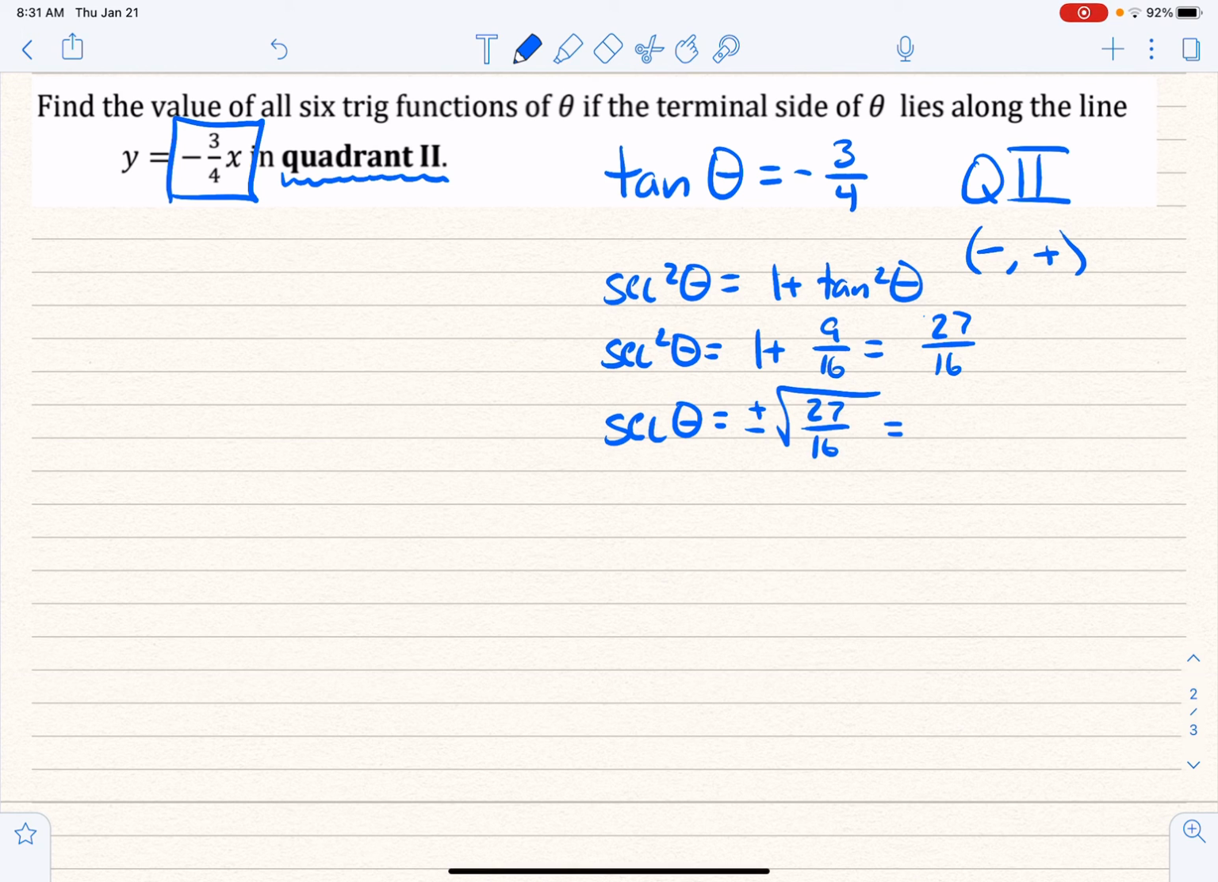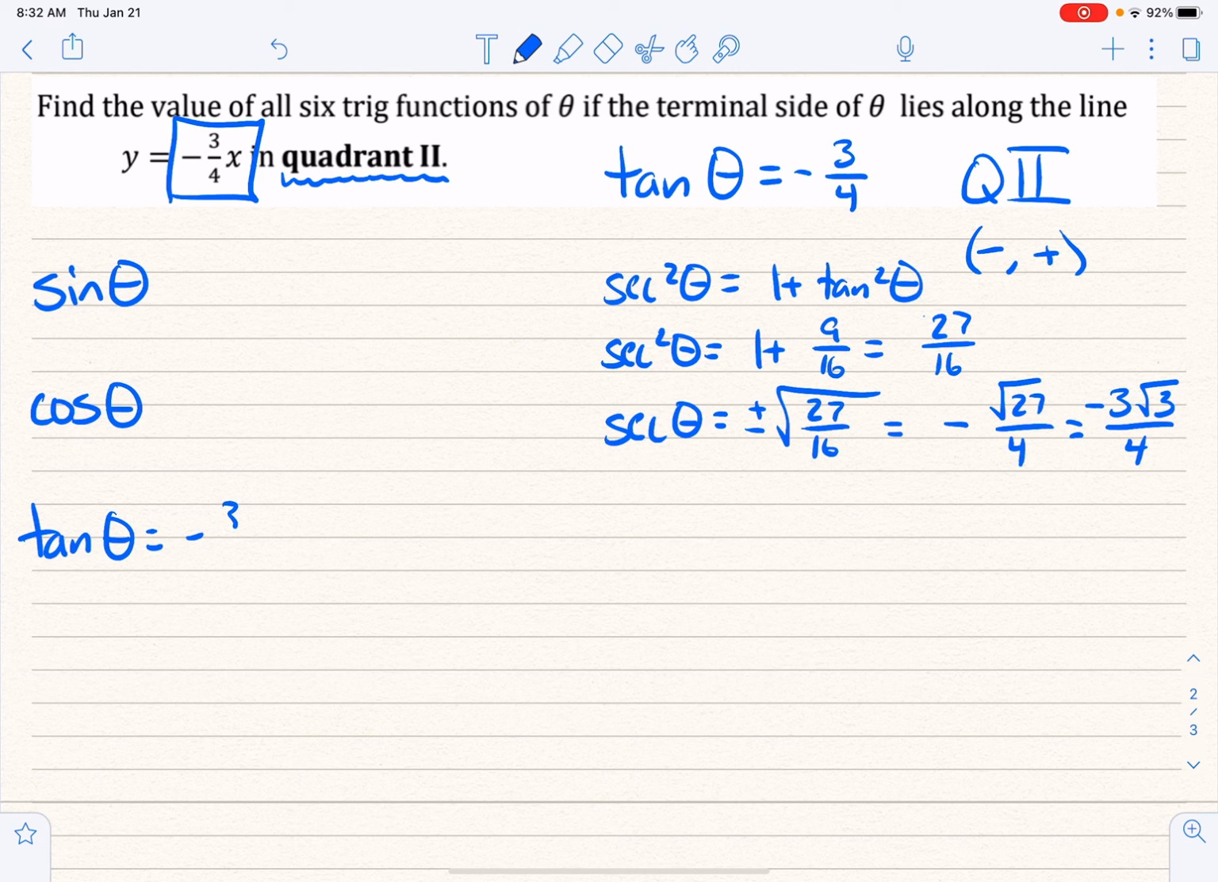Now, in quadrant 2, x is negative, secant theta is negative, and so we're going to get negative square root of 27 over 4, which could also simplify down to negative 3 times the square root of 3 over 4, if you wanted to take it all that way. Okay, and then at this point, hopefully you have everything.